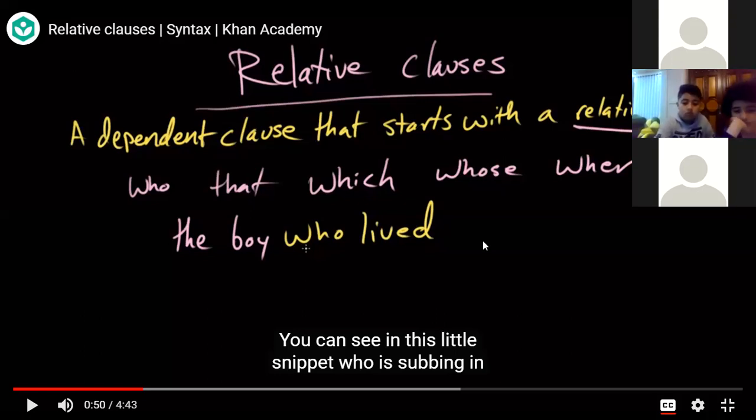If I delete the boy and I just say, who lived? Who lived? Does this sentence or clause give me a full meaning? Who lived? No. What kind of clause is it? Come on. Who lived? What kind of clause? Is it dependent or independent?